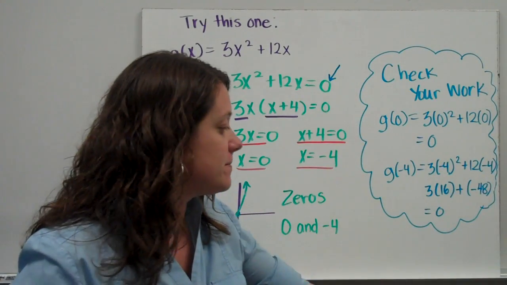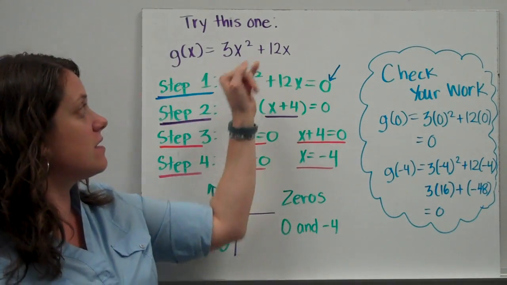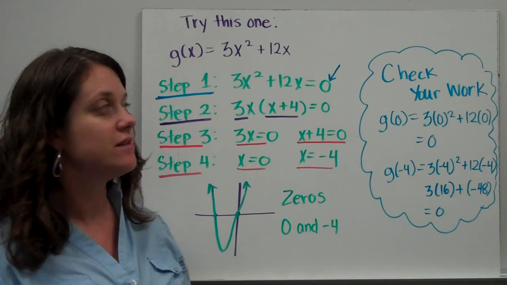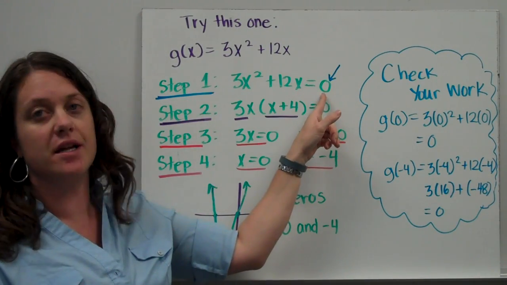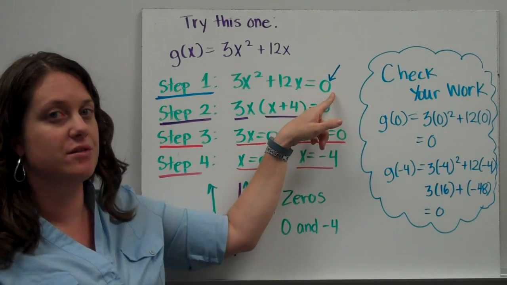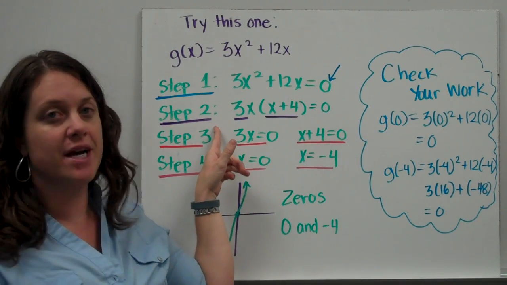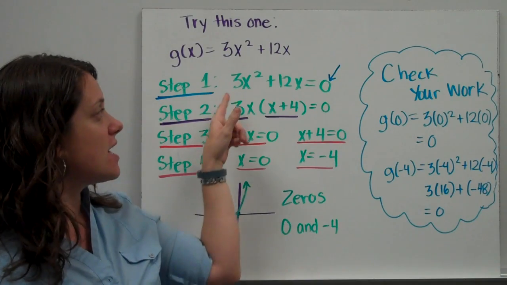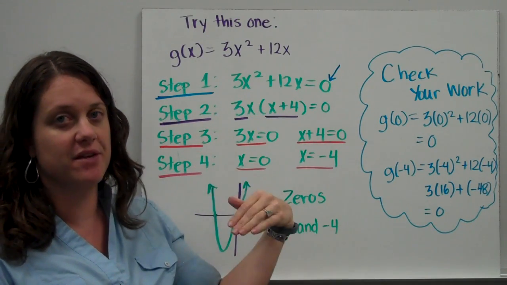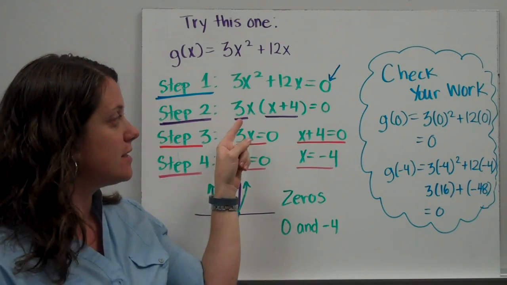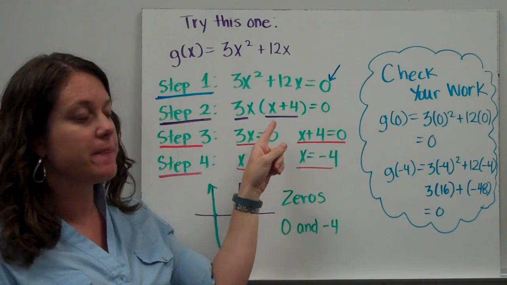Alright, so let's try this one. Here is our quadratic equation, and we're going to do step 1. Step 1, set it equal to 0. So here we have 0. Step 2, factor it. This one only has 2 terms, so I know I can take out a greatest common factor. I'm going to check if I can take out a GCF, and I can. So I take out the GCF.